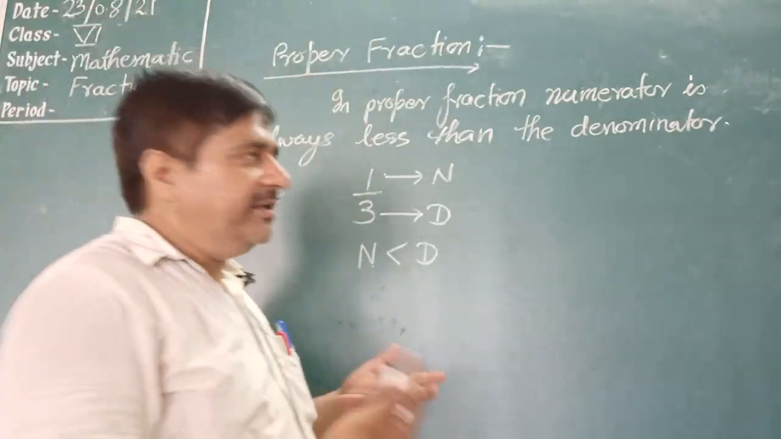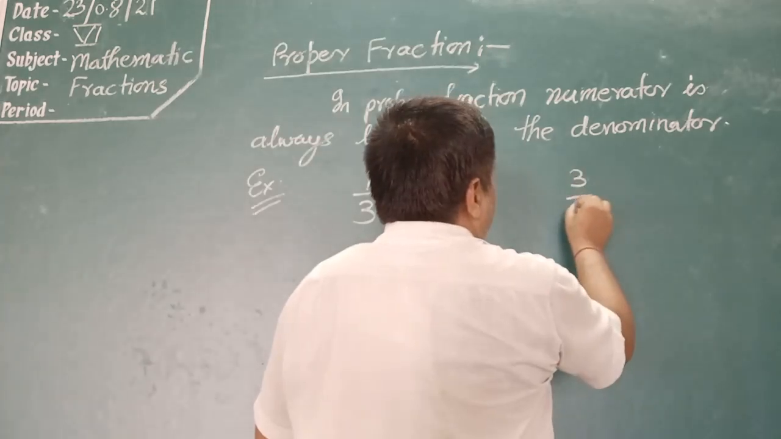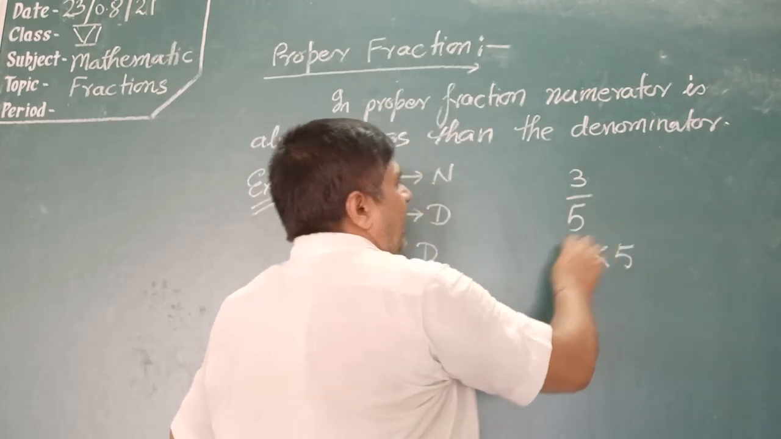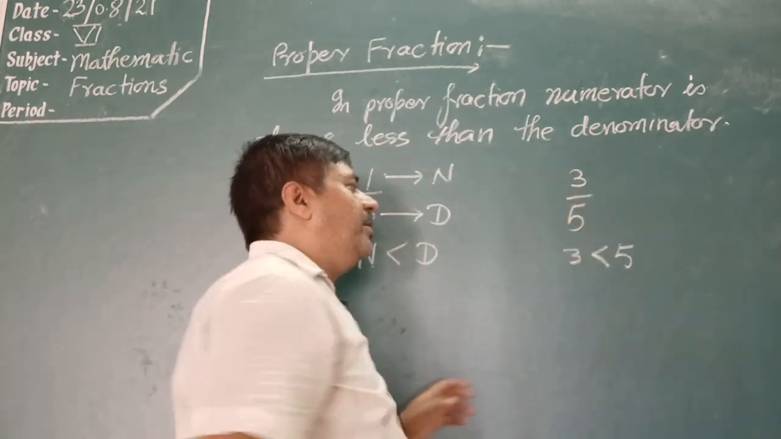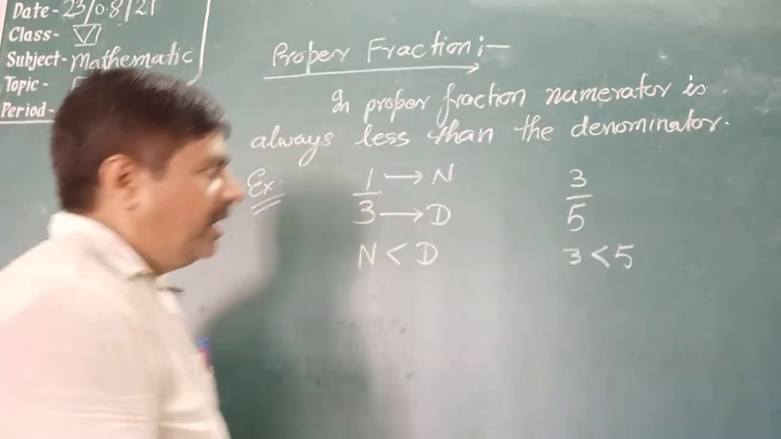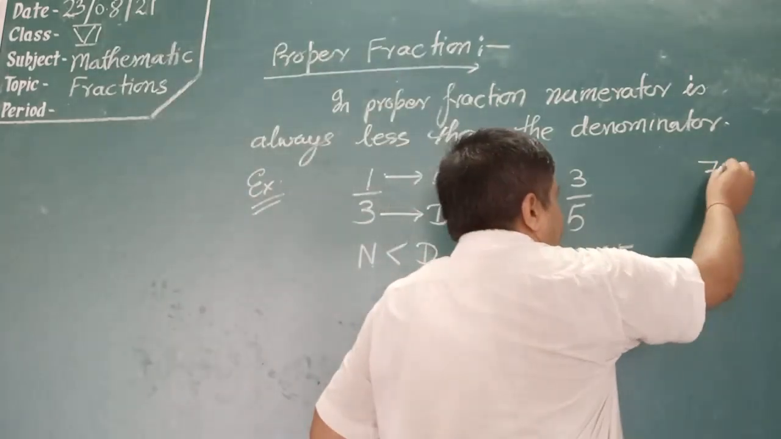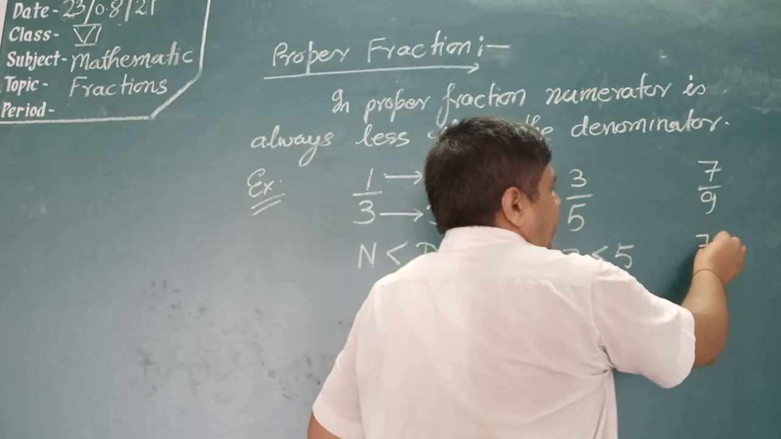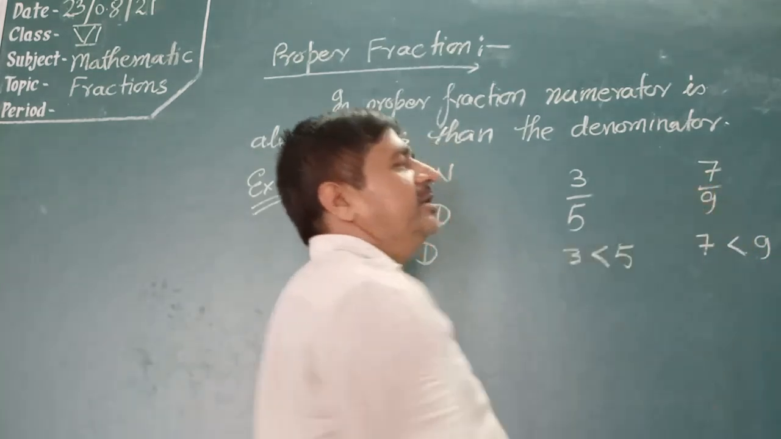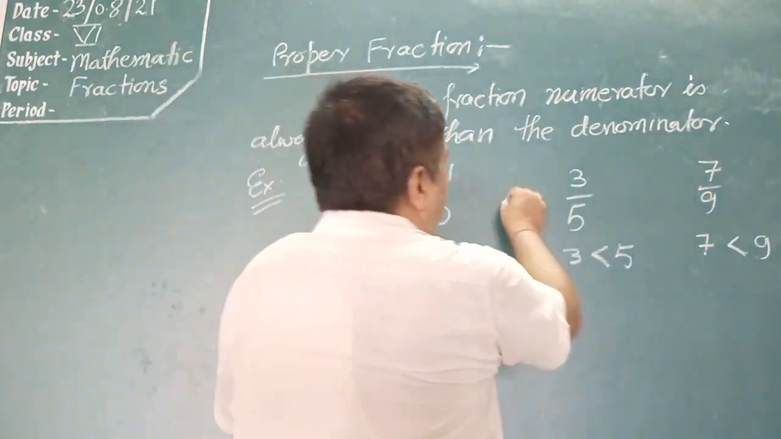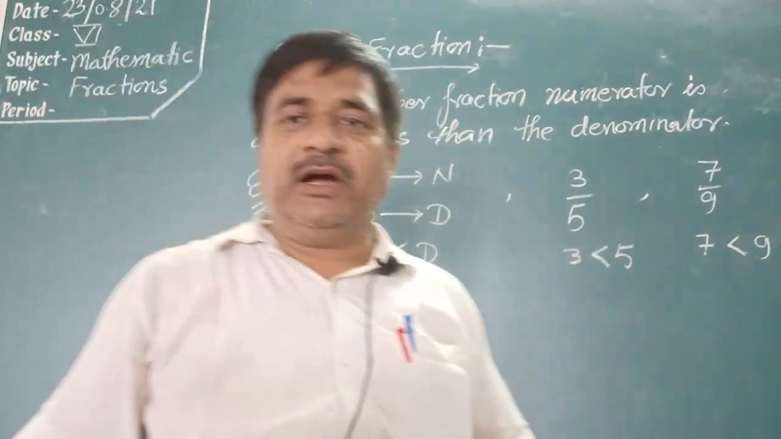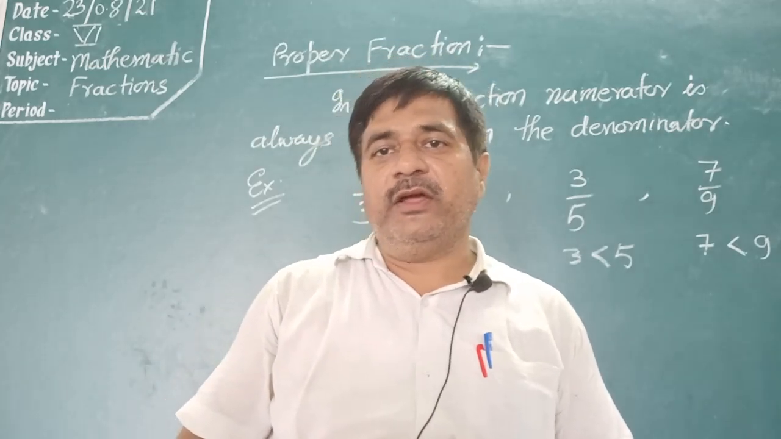Let me take another example, suppose 3 by 5. Here 3 is also less than 5, which means the numerator is less than the denominator, so it is also a proper fraction. Now suppose 7 by 9. 7 is less than 9, so this is also a proper fraction. So I think you understand what a proper fraction is.